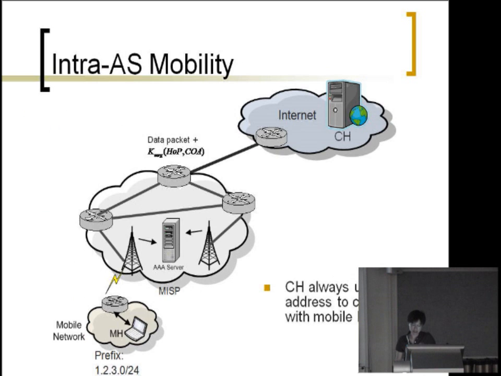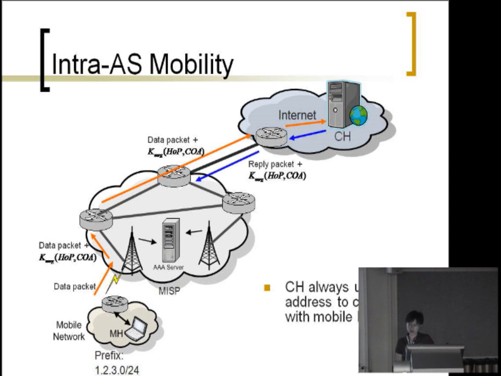So let's see how exactly this works. The correspondent host uses the home address to communicate with the mobile host. In this case, the data packet is sent to the mobile ISP, and the data packet is appended with this token information, and this information is forwarded to the correspondent host. All the correspondent host needs to do is echo this information back when it responds with its reply packets, and this information subsequently helps to authenticate whether the correspondent host can talk to the mobile host, and also figures out what the current care-of address is.